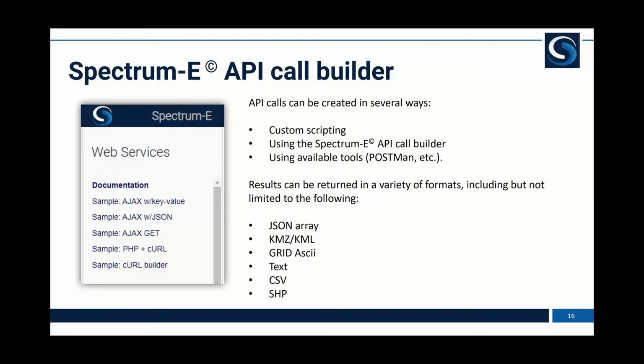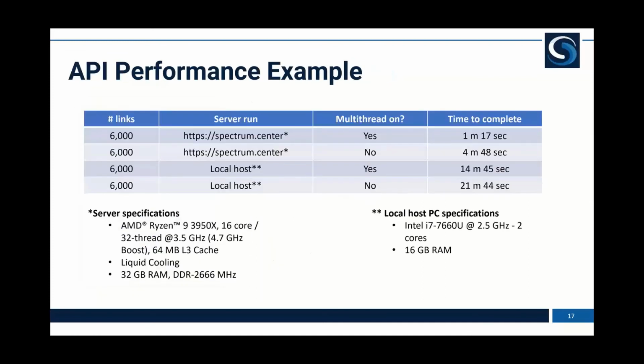But this is a little more IT oriented, and results can be returned in a variety of formats, including but not limited to the following. There's a JSON array output, there's KMZ, KML, grid ASCII, text, CSV, shape. So Spectrum is very friendly at exporting results into open formats.